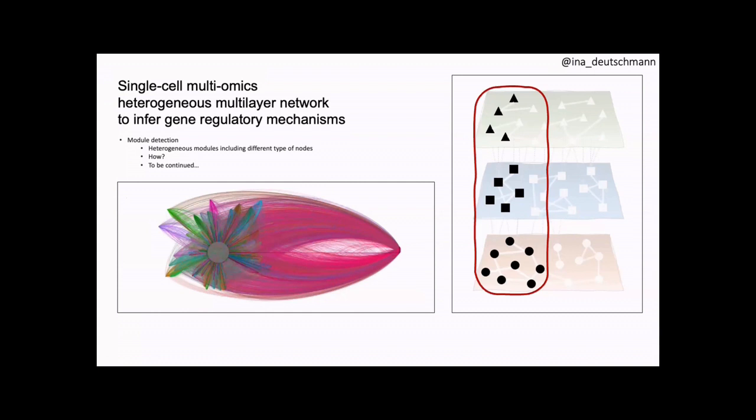So far, the results we obtain are not very meaningful. Most of the nodes end up in one giant module, and the other nodes are dispersed in many tiny modules. If you have suggestions on how to detect modules in a heterogeneous multilayer network, I'm very looking forward to talk to you.